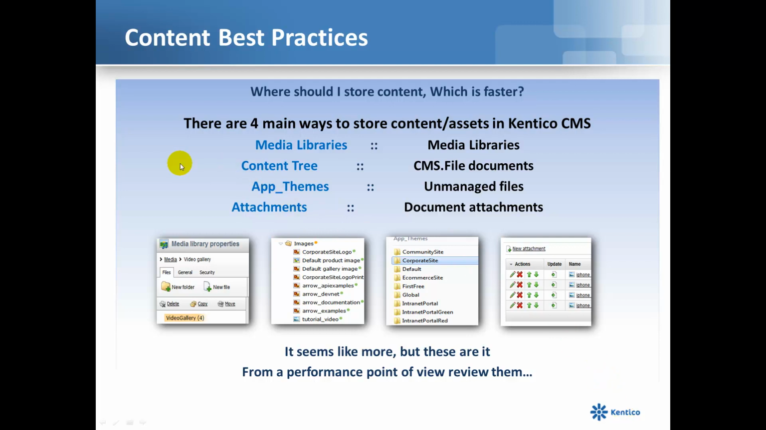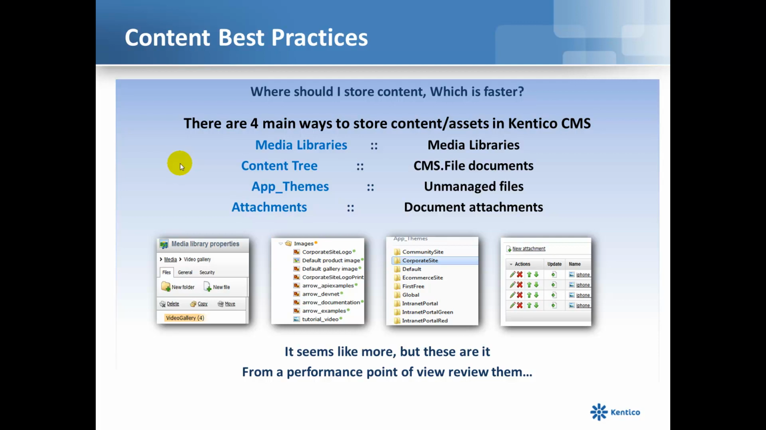Now, where do I store content? Which is faster? There are actually four main ways to store content and assets in Kentico CMS. Media libraries, which serve up as media libraries. Content tree, which serves the files as cms.file documents. And app themes, which is basically unmanaged files. It would be a place you put possibly your entire design inside app themes, and some people just put a few icons that are repetitive, stuff that's unmanaged, things that the end user, after the project goes live, doesn't need to go in and modify and edit that often.